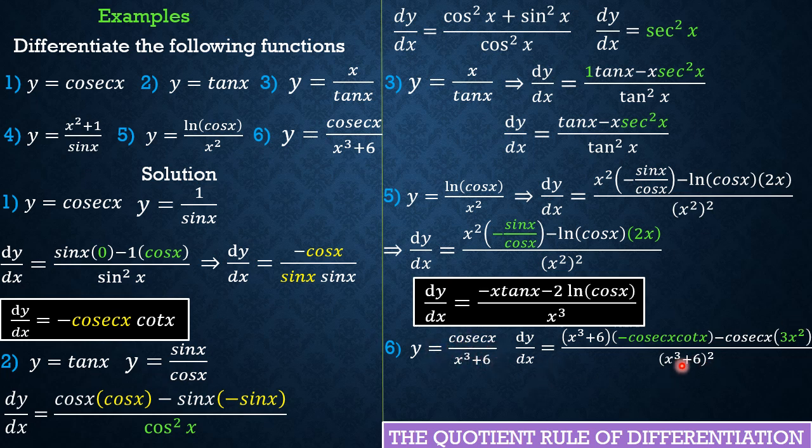The bottom is x cubed plus 6. We square that. Simplifying, guys, we are therefore going to have our answer to be negative cosec x. That is where we factor out our negative cosec x. We factor out everything. Right? We have it here and we have it here. We have x cubed plus 3, x cubed plus 6, sorry, then cot x plus 3x squared, all over x cubed plus 6 squared.